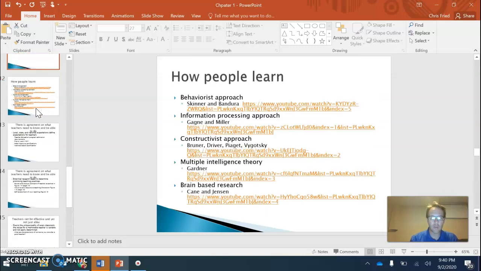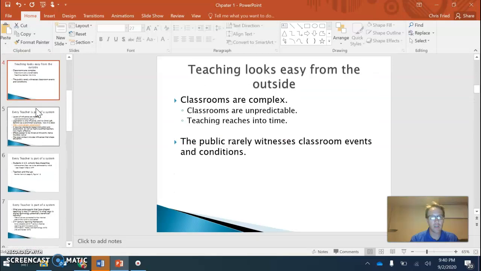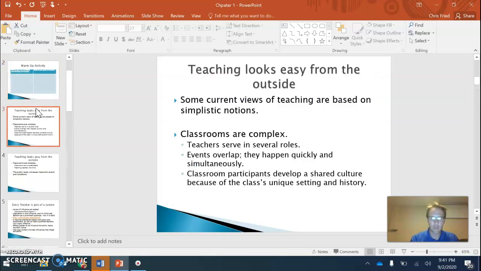Okay, so briefly to touch on those, there's a lot of information in here that, like I said, if you read through, it's connected to the textbook, and you'll understand this chapter fairly easily, I think. So, teaching looks easy from the outside. Some people view teaching as easy because they see the end result. If they come into a classroom where there are students, some people just assume that it's pretty simple.